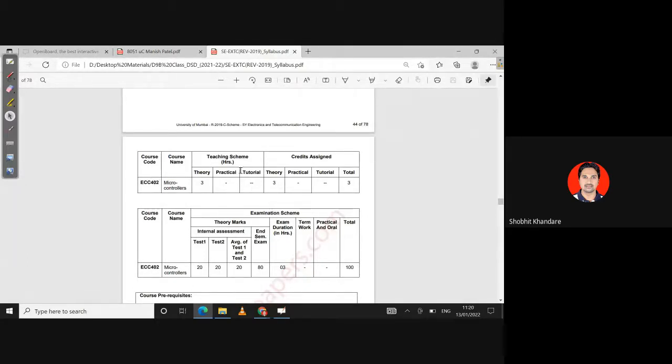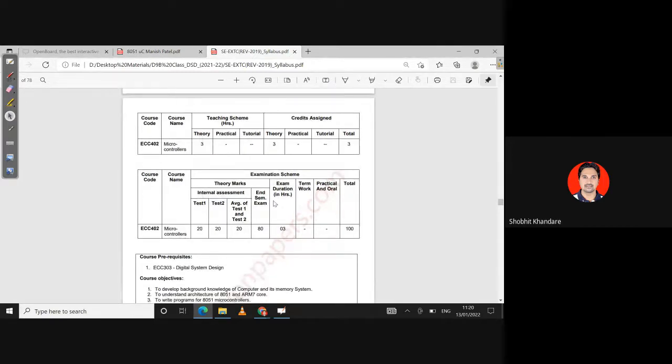As far as the teaching scheme is concerned, we have 3 lectures per week, a total of 3 periods. Then we have the examination scheme, which is the same as we had for DSD. Test 1 and test 2 are of 20 marks each, the average is taken out of 20 marks, and the semester exam is of 80 marks. The total is 100 marks, so 80 plus 20 gives you 100. That is the examination scheme.